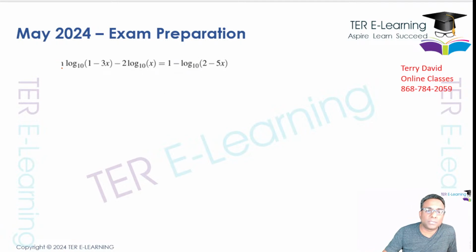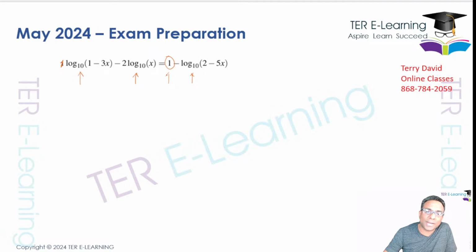So we have log to base 10 of 1 minus 3x, minus 2 log to base 10 of x, is equal to 1 minus log to base 10 of 2 minus 5x. Now, what's going to happen here, you're going to realize I have log to base 10 here, here, and here. But you have a 1 here.